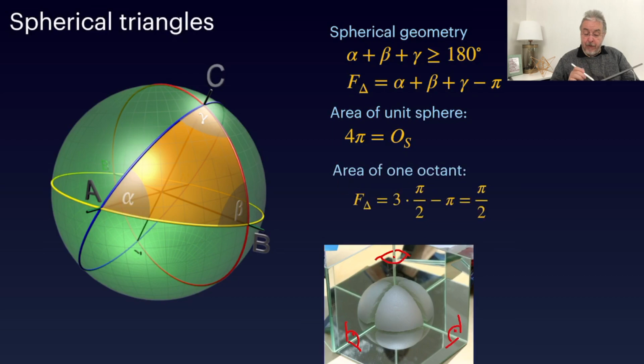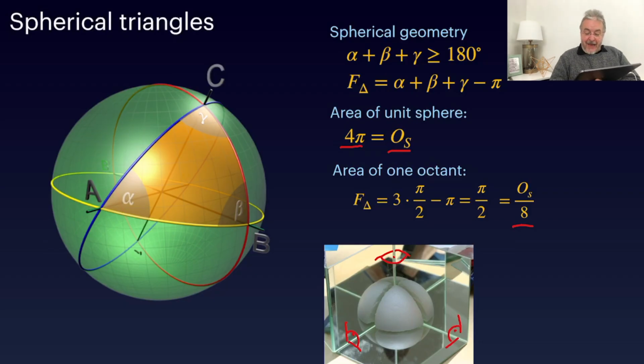So for the area of one of the octants, you get 3 times 90 degrees, so you get 3 times pi over 2 minus pi, which is pi over 2. So the area of that triangle here should be pi over 2, and if you have 8 of them, they really all together make the area of the sphere. So you see, everything is pretty plausible in that way.